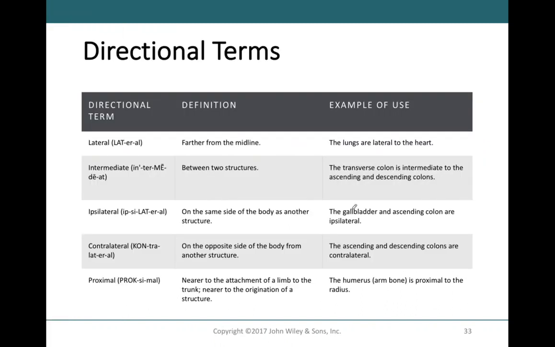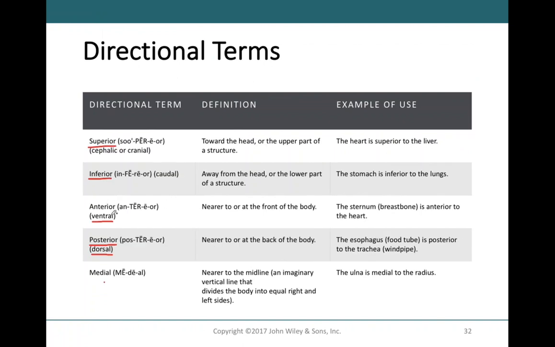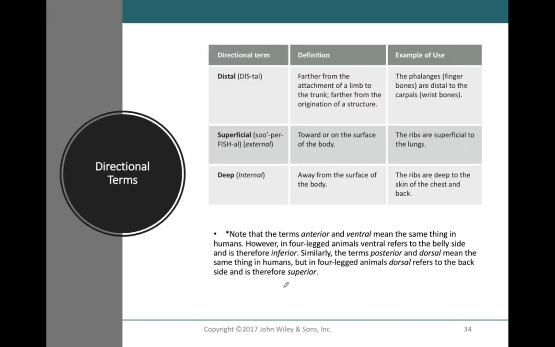I mentioned earlier that our terms anterior and posterior are also going to be known as ventral and dorsal. So anterior meaning towards the front of the body, posterior meaning towards the back of the body. Ventral in the human also is going to be referring to the front of the body, while posterior and dorsal are meaning towards the back of the body. This is the same thing in humans. However, in our four-legged animals, where the belly side is going to be inferior, we're going to sort of be referring to these a little bit differently.